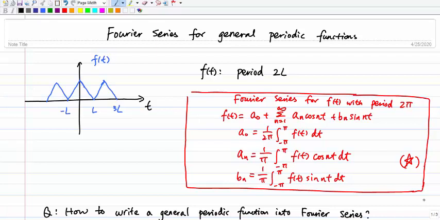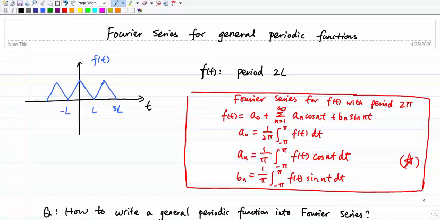In this video, I'm going to talk about the Fourier series for general periodic functions. In the previous video, I talked about how to obtain the Fourier series for a periodic function with fundamental period of 2 pi. So this lecture will talk about how we can find the Fourier series for a periodic function with any period.